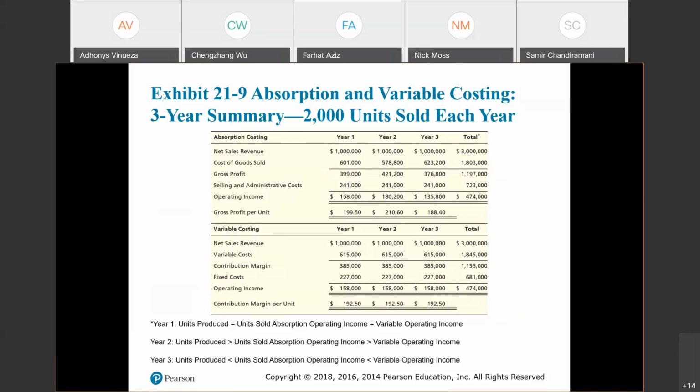In this slide, operating income under absorption costing was greater than the operating income under variable costing in year 2, when production is more than sales, and vice versa in the 3rd year. In the 3rd year, the operating income under absorption costing is less than that in variable costing.